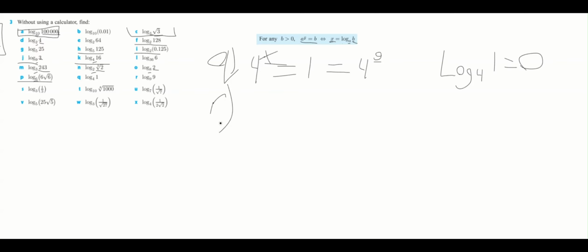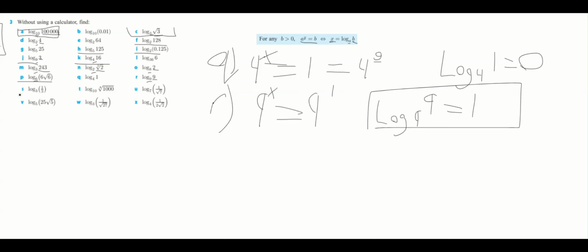R, nearly done. So R, A is 9, B is 9. 9 equals 9. Crazy stuff. So x obviously equals 1. Log base 9 of 9 equals 1.